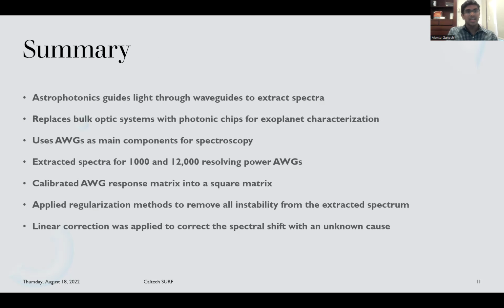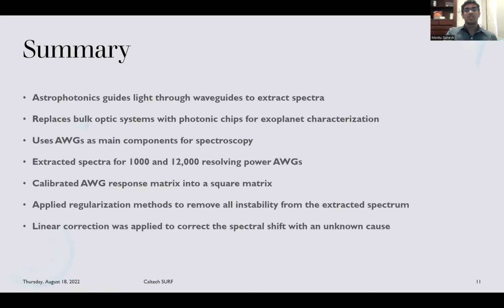So in summary, to recap, astrophotonics deals with guiding light through the waveguides to extract spectra, and the light propagates through waveguides similar to total internal reflection. It replaces bulk optic systems with photonic chips for exoplanet characterization, and using AWGs as the main components for spectroscopy is the most promising method for extracting spectra of exoplanets in astrophotonics. We were able to extract spectra for 1,000 to 12,000 resolving power AWGs by calibrating the AWG response matrix into a square matrix to perform operations such as a simple matrix inverse.